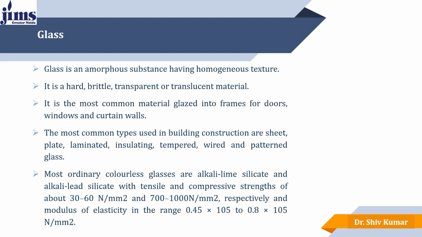There are lots of varieties of these glasses available in the market. Most ordinary colorless glass is alkali lime silicate and alkali lead silicate, with tensile and compressive strength of about 30 to 60 Newton per millimeter square and 700 to 1000 Newton per millimeter square, respectively, and modulus of elasticity in the range from 0.5 × 10^5 to 0.8 × 10^5 Newton per millimeter square.